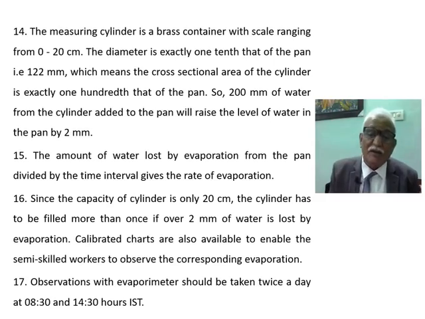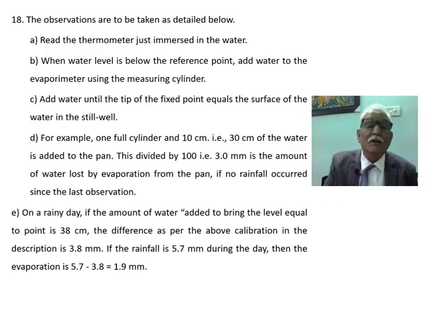Calibrated charts are also available to enable semi-skilled workers to observe the corresponding evaporation. Observations with the USWB open pan evaporimeter should be taken twice a day, at 8:30 and 4:30. Very interesting, simple, logical calculations. The observations are to be taken as detailed below.